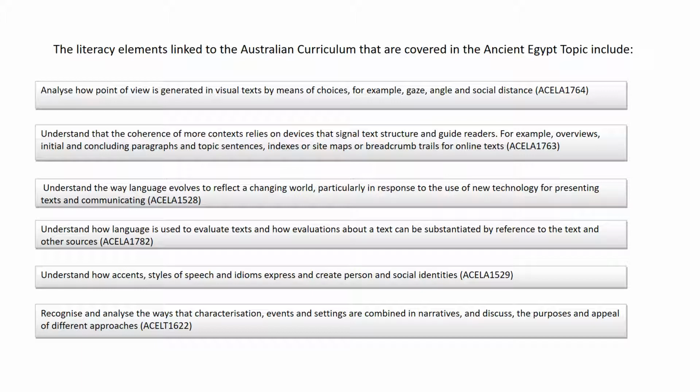Understand the way language evolves to reflect a changing world, particularly in response to the use of new technology for creating texts and communicating. Understand how language is used to evaluate texts and how evaluations about a text can be substantiated by reference to the text and other sources. Understand how accents, styles of speech and idioms express and create personal and social identities. Recognise and analyse the way characterisation, events and settings are combined in narratives and discuss the purposes and appeal of different approaches.